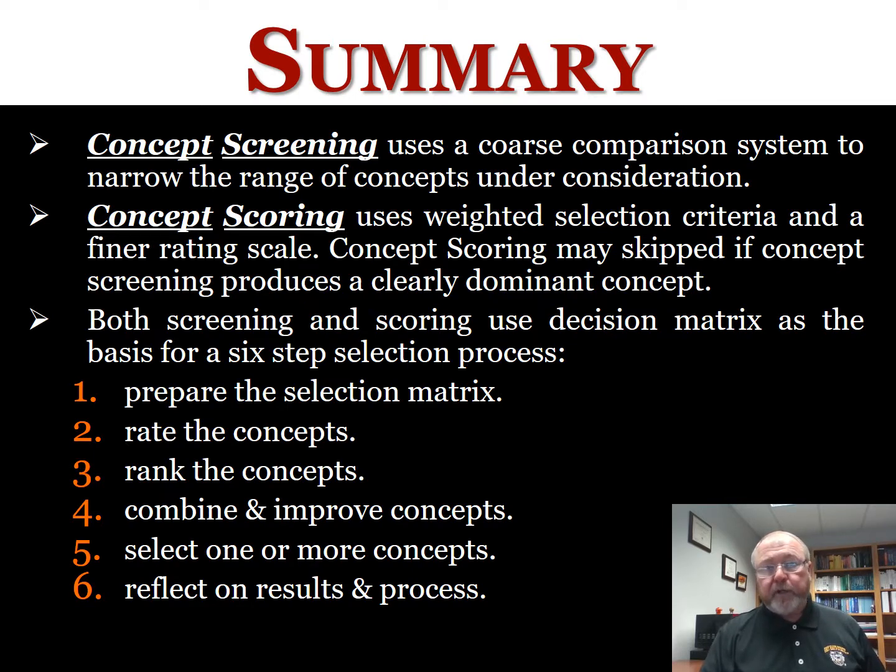You elaborated your criteria more thoroughly. You elaborated your concepts more thoroughly. Beyond that, you also weighted the criteria, recognizing that not all criteria are equally important. And in doing that, we went through these steps. Step 1, 2, 3, 4, 5, 6. Prepare the selection matrix, rate the concepts, rank the concepts, combine and improve concepts, select one or more concepts to move forward with. Reflection. And you do that whether it's screening or scoring. You just have a little more or a little less to reflect on, and your rating and ranking is more refined for scoring than for screening.